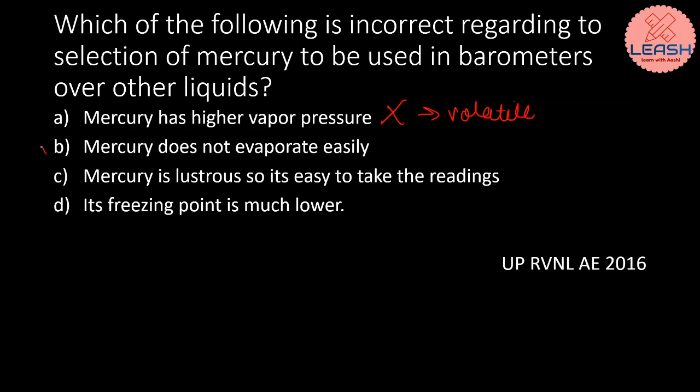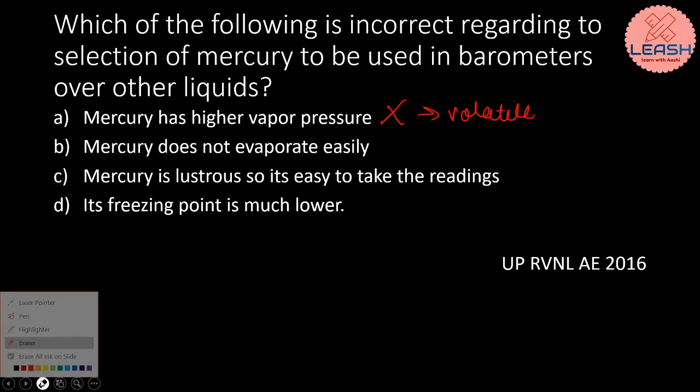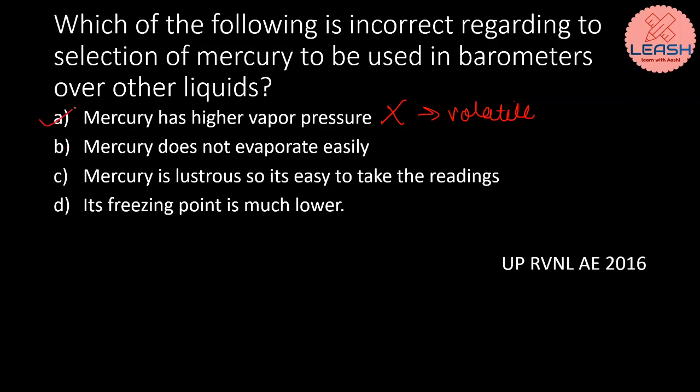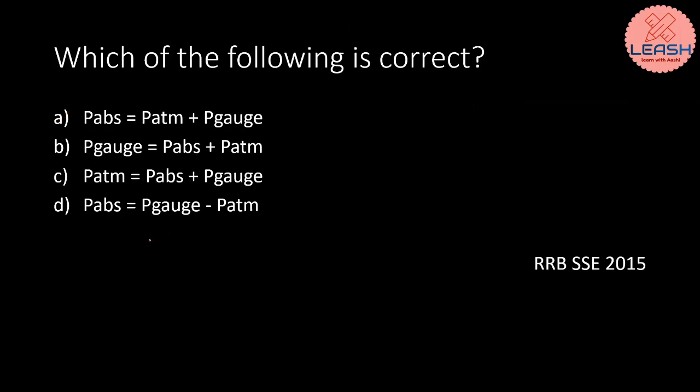The second is correct. Mercury does not evaporate easily. Mercury is lustrous, so it is shiny, so that we can take the reading easily. And the third one is also true, that its freezing point is much lower. So the incorrect option will be your first option. First option is incorrect, that mercury has high vapor pressure. This is the correct answer.